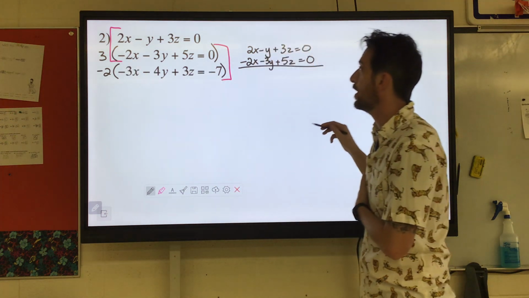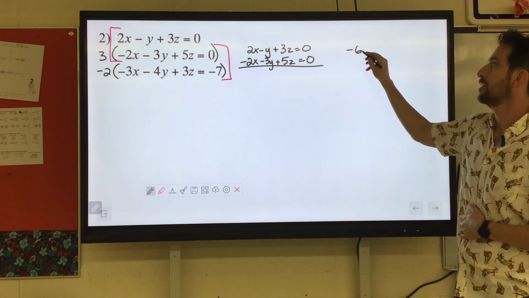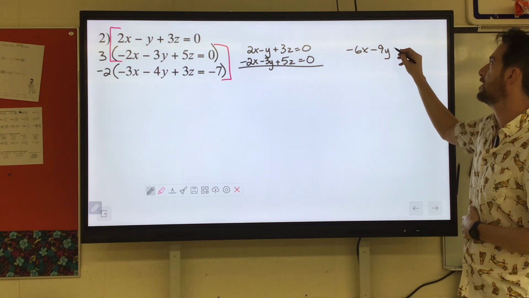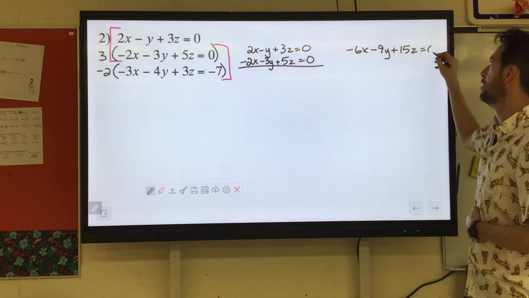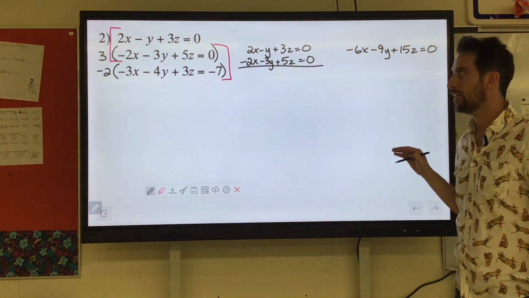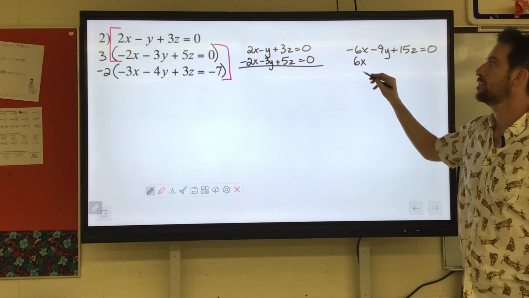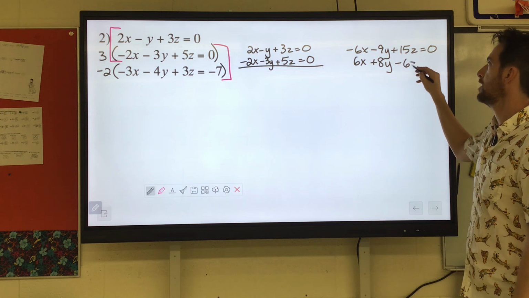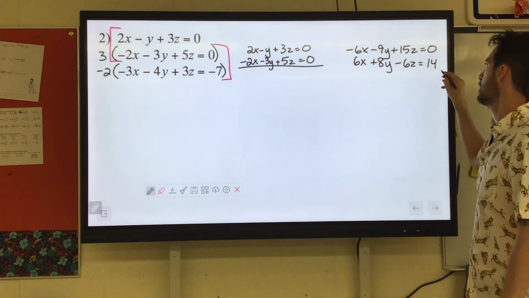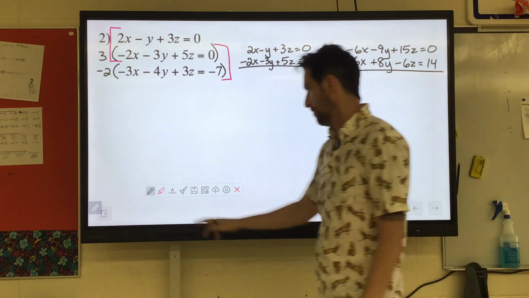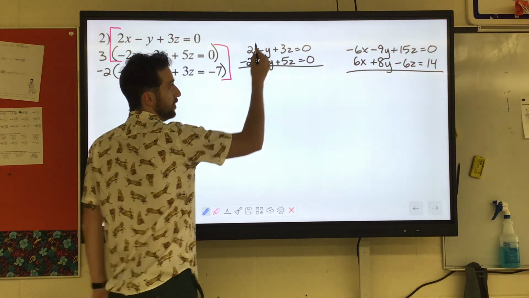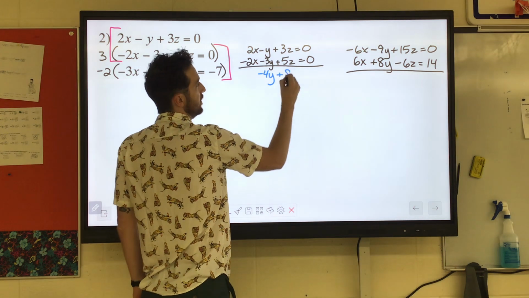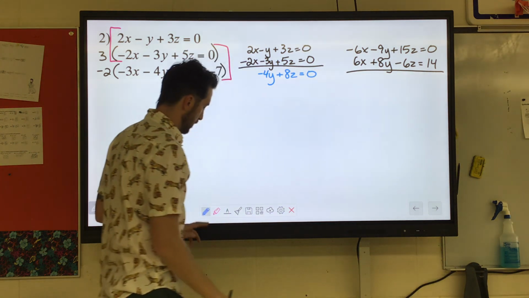So 3 times this whole line would give us negative 6x minus 9y plus 15z equals 0. The last line times negative 2 would give us positive 6x, positive 8y, and negative 6z equals 14. Now all the x's are going to cancel out. So in the first two, no x's. The y's, we're going to have negative 4y. The z's, we're going to have 8z equals 0. Cool. We'll come back to that.